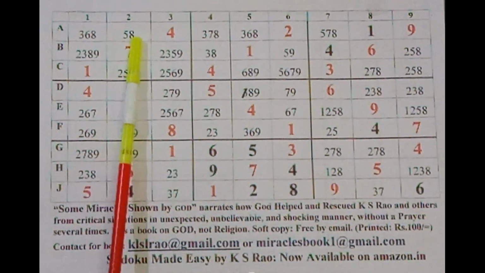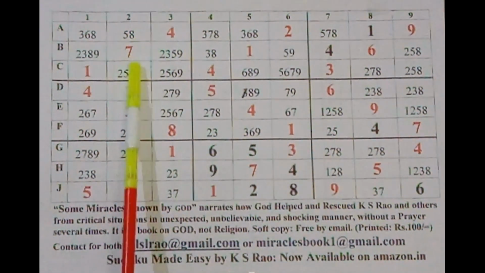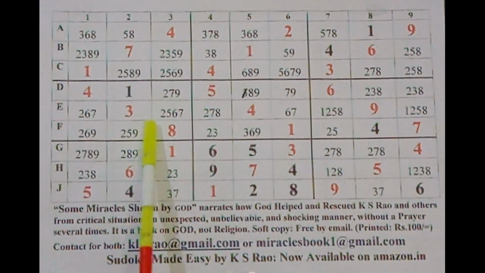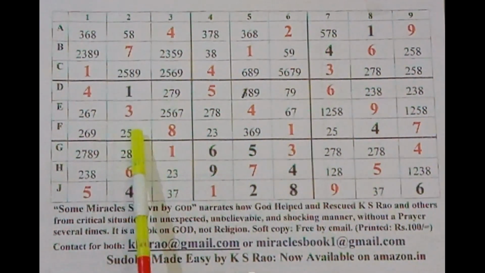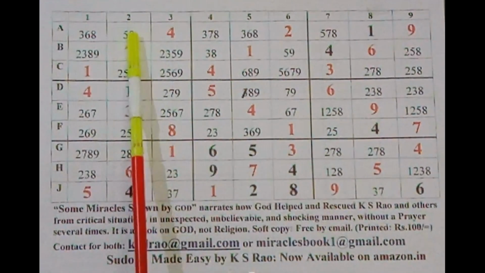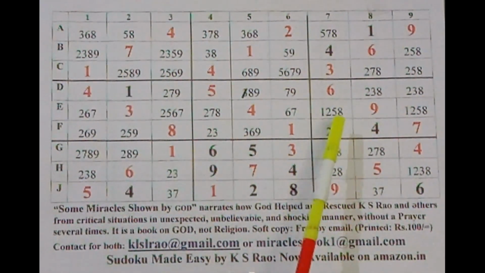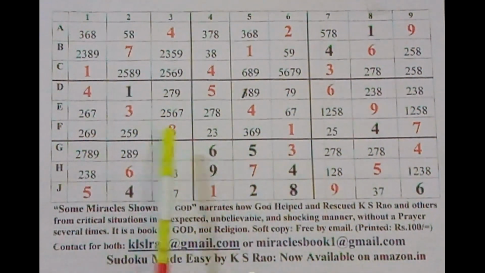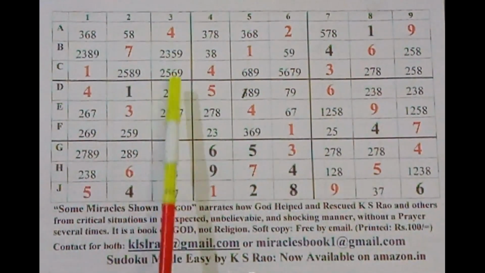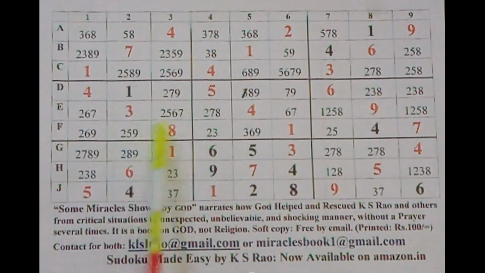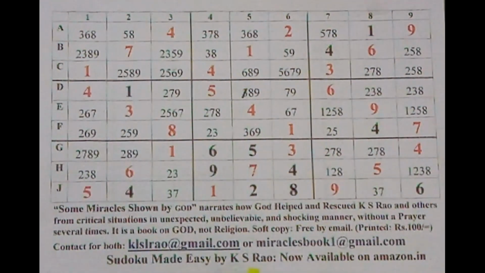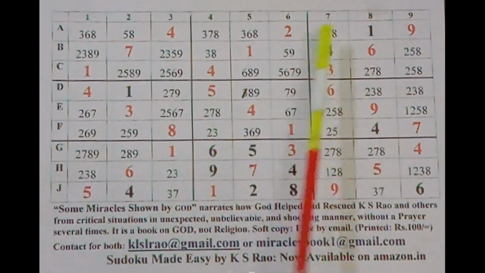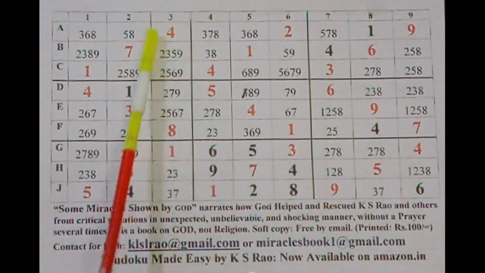A2, F2, A7 and F7. A2, F2, A7, F7. These 4 cells, they have something in common. That is, number 5 is common in these 4 cells. Therefore, the meaning is these cells form an X-wing like this, X like this. If we draw lines like this, it forms an X.